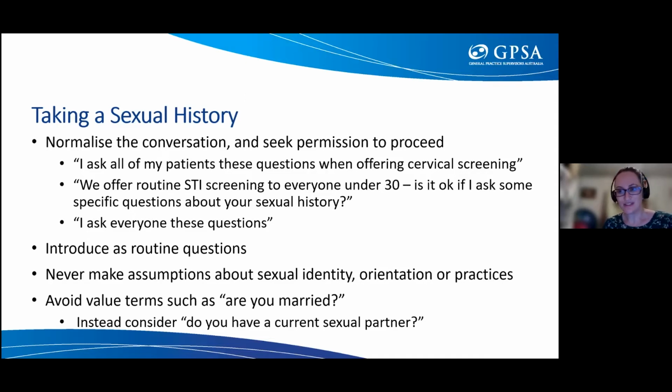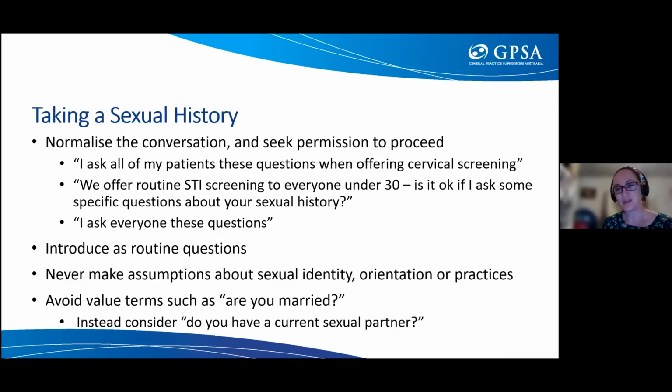I often find myself in consultation saying things like, look, I ask all of my patients these questions when we're doing cervical screening. Is it okay if I ask you those questions? Or saying an introductory statement like, we offer routine STI screening to everyone under 30. Is it okay if I ask you some specific questions about your sexual history? Or saying something like, look, I need to ask some personal questions. Is that okay? And really framing it as, look, I ask these questions of everybody.